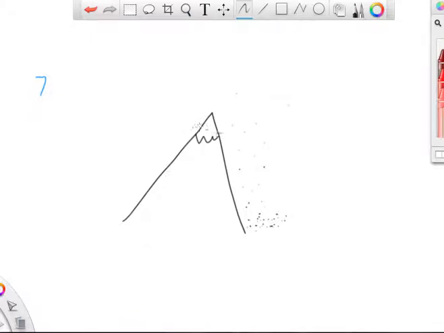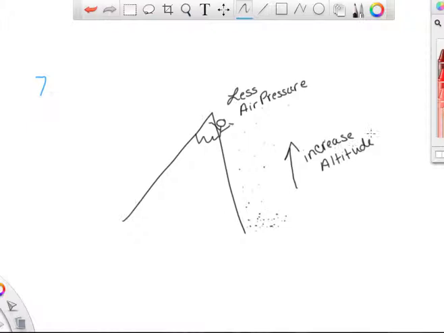So, my little mountain climber is going to say there is less air pressure. The higher up you go, there's less air. The further down you go, you've got more of a column, more air over top of you, and so there's more air pressure. So as you increase your altitude, you decrease your air pressure.